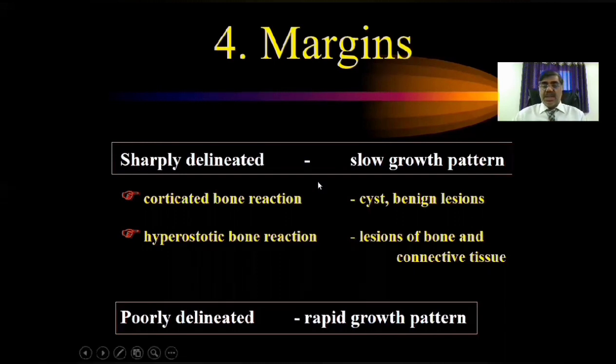So if the junction of the pathology and the normal bone is well defined and corticated, that means the pathology is a slow growing pathology. If it is poorly delineated or ill defined, that means the pathology is fast growing. Just by looking at the margin, I will be able to tell that it is a slow growing pathology or a fast growing pathology. So that is the beauty of looking at the margin.